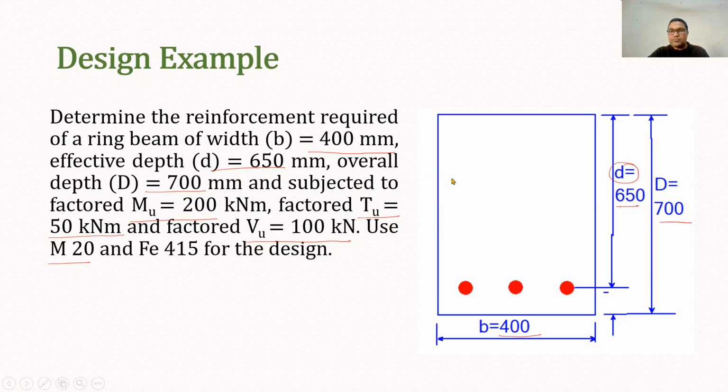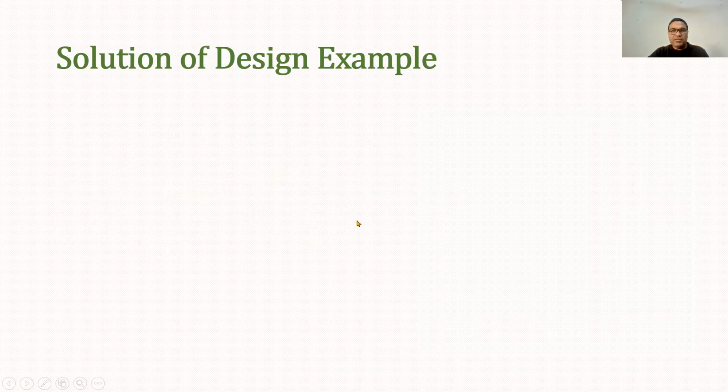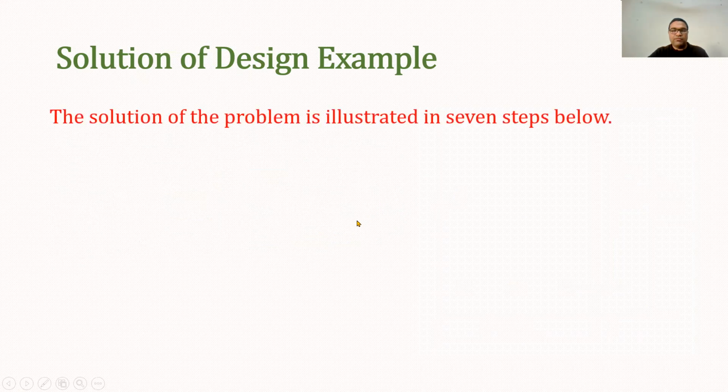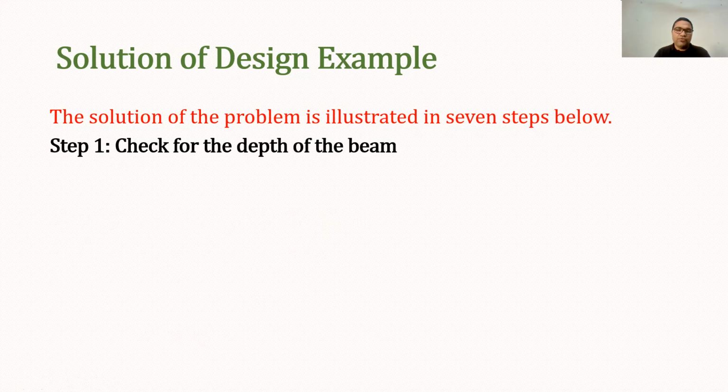But before we start our solution, first of all we will see how many steps are there. So basically there will be 7 steps for this problem. So in the first step, first of all we have to check whether the cross-sectional dimension, specifically the depth of beam, whether it is sufficient or not.